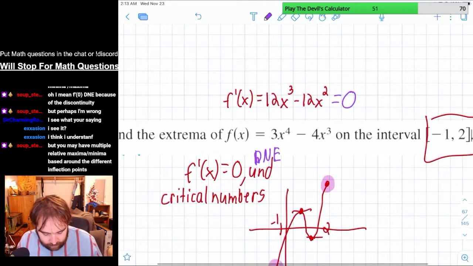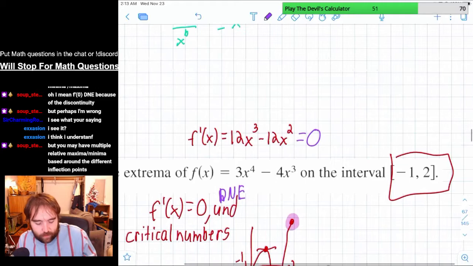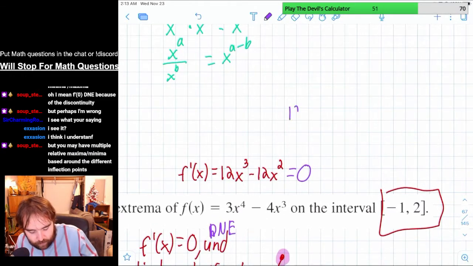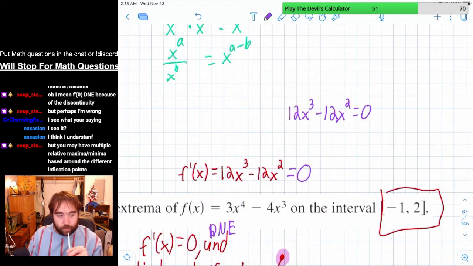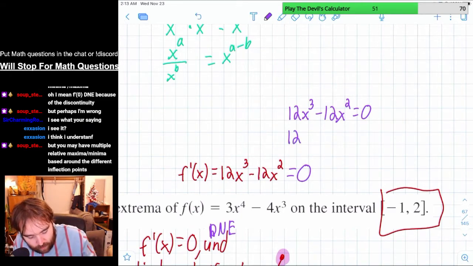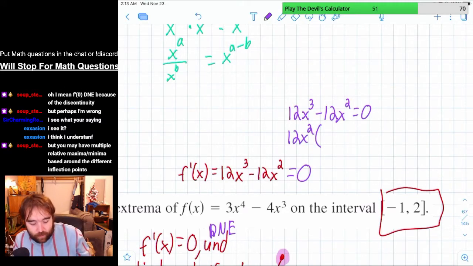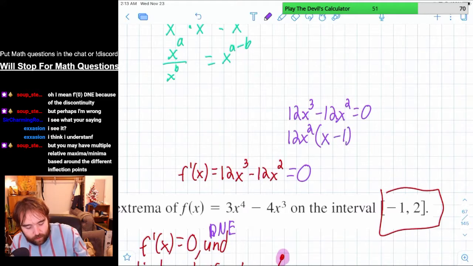So let's see. Now we have an algebra equation we have to solve, and that's how it can be difficult if you're not comfortable with it. How do you solve this algebra equation? Well, I think you've got to factor. I would always ask, what's the biggest thing you can factor out of everything? We can factor out a 12x squared, so we're just left with x minus 1 equals 0.